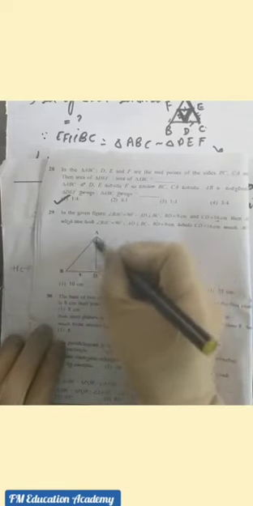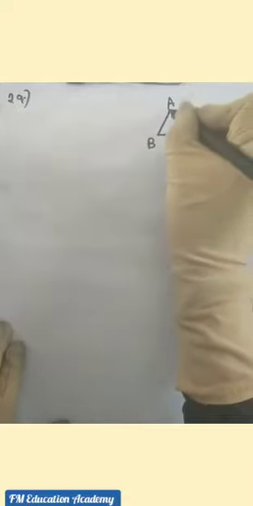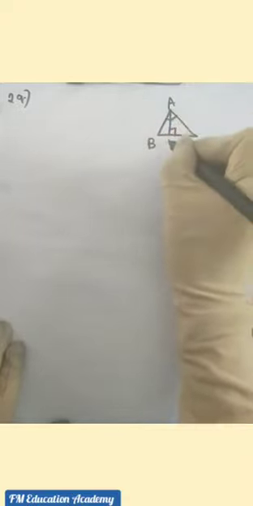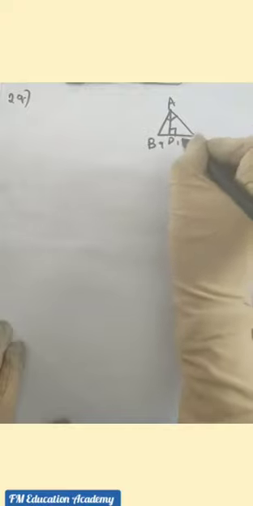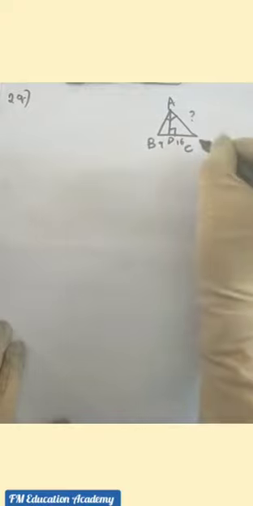We have a theorem. Remember, whenever AD is perpendicular to BC, AD square is equal to BD into CD. That is a theorem. This is our triangle ABC. This is the perpendicular AD. This is also 90 degrees. This is given as 9. This is given as 16. And we have to find out AC.